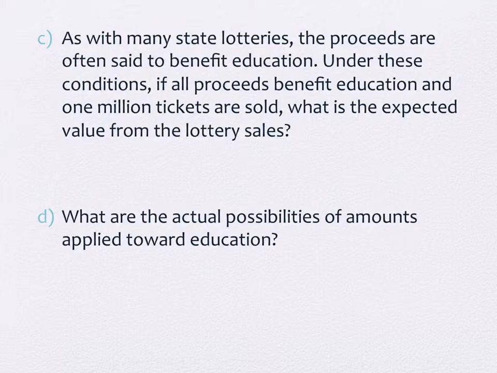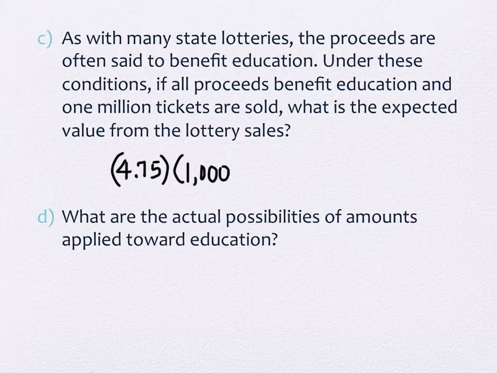So under these conditions, if all of the proceeds benefit education and 1 million tickets are actually sold, what is the expected value from lottery sales? So the expected value of one ticket was $4.75 negative, right? And if it's negative to the consumer, the person who bought it, then it's positive to the state who sold it. Does that make sense? Okay? So what we're actually looking at is that $4.75 and we're multiplying it by this number that's 1 million because they're selling 1 million of these. So if they've sold 1 million tickets at $4.75, how much money have they made?